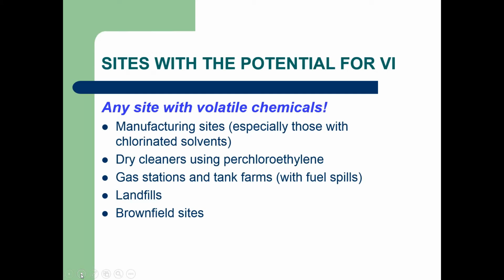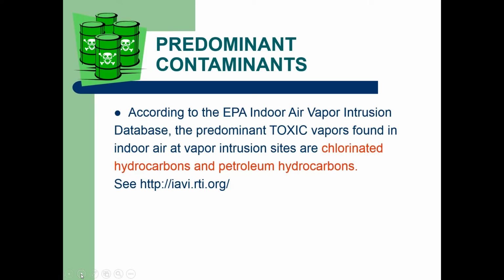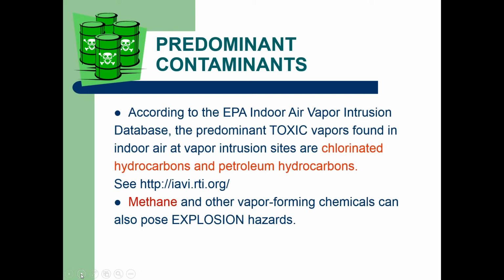So let's now take a look at where vapor intrusion typically occurs. Simply put, VI can occur on any site where chemicals have been leaked, spilled, or dumped into the groundwater or soil. Typical sites include old manufacturing sites and dry cleaners, gas stations with leaking underground storage tanks, and landfills and brownfield sites. The predominant toxic vapors found at VI sites are typically chlorinated hydrocarbons and petroleum hydrocarbons. But there can also be explosion hazards at these sites.